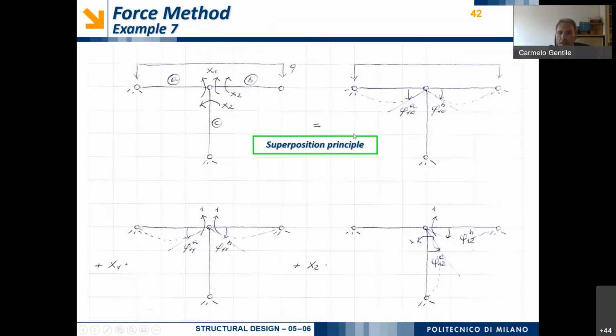Afterwards, the redundant bending moment x1 made equal to unity will act, and so we will have this kind of effect, phi11A and phi11B, plus x2 times the effect of this bending moment made equal to unity. And so we will have a rotation phi12B in the right-hand side beam and phi12C in the vertical column.